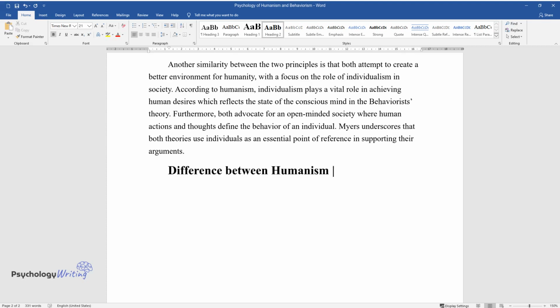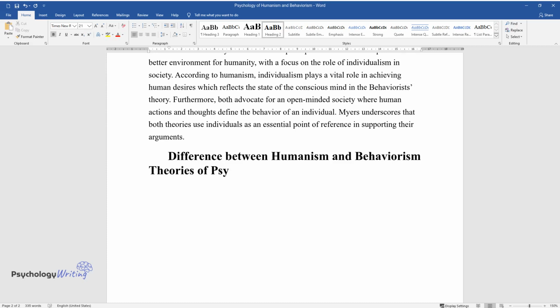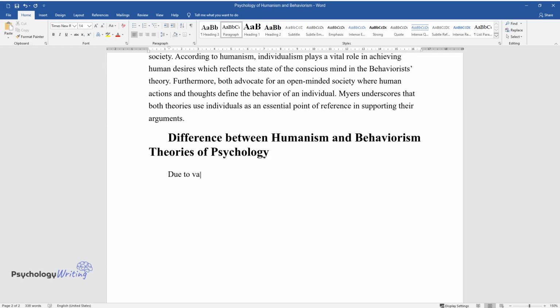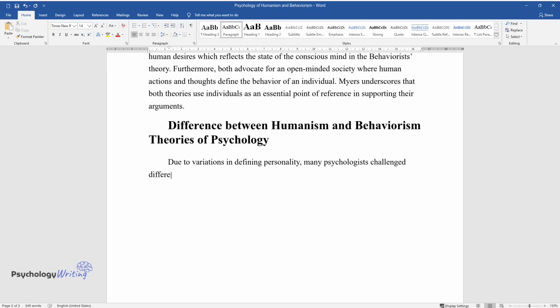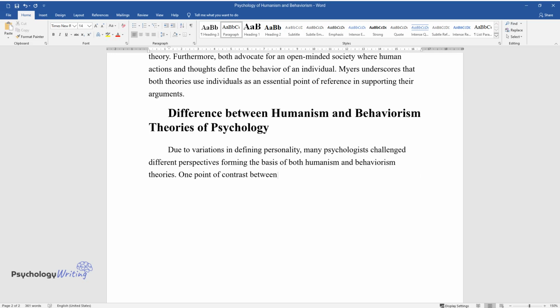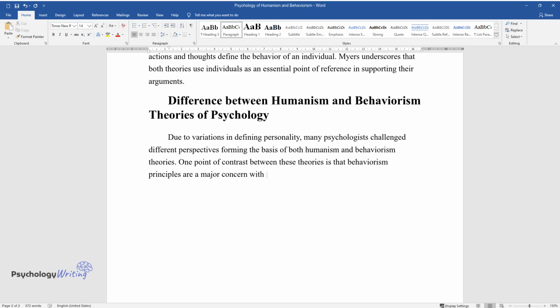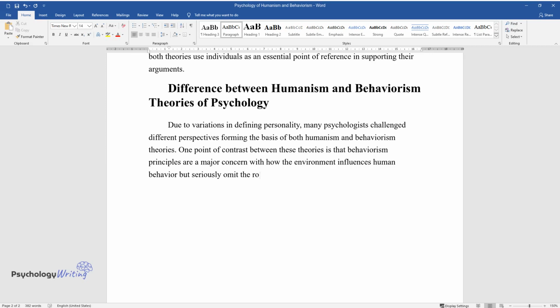Difference between humanism and behaviorism theories of psychology. Due to variations in defining personality, many psychologists challenge different perspectives forming the basis of both humanism and behaviorism theories. One point of contrast between these theories is that behaviorism principles are a major concern with how the environment influences human behavior, but seriously omit the role of non-observable factors such as the mind.